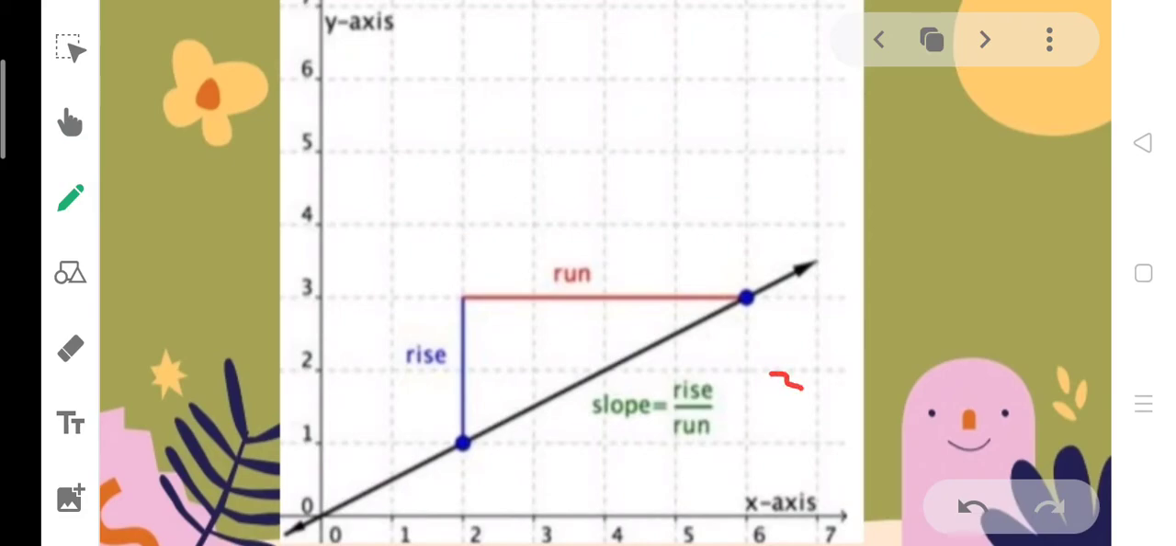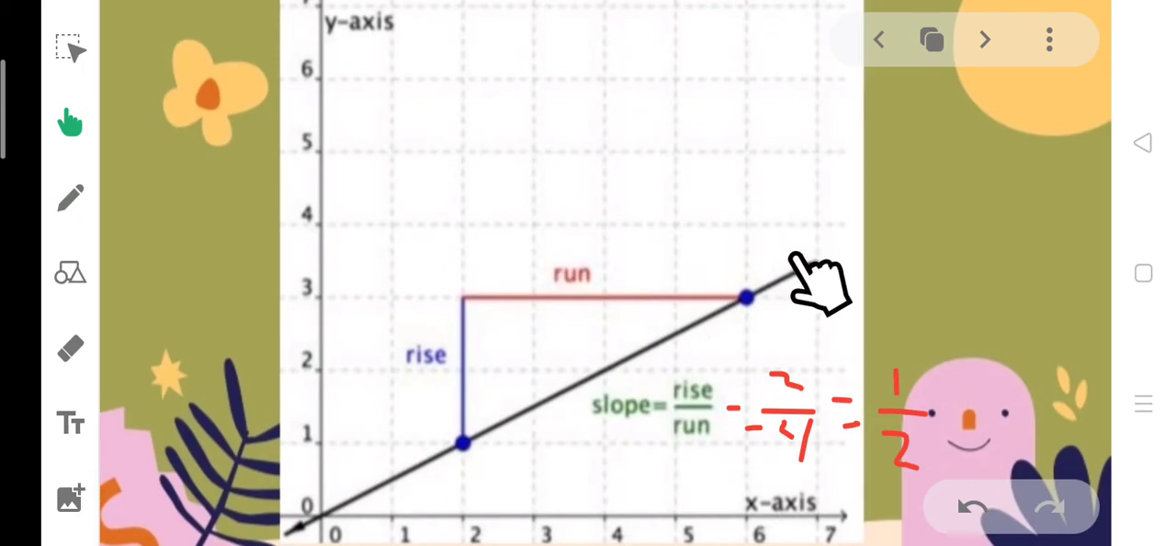So, 2 over the run. The run is either going to the left or going to the right. Now, from this point up to this point, the run is, let us count, 1, 2, 3, 4. So, the run of the line is 4 units. So, we have the slope of 2 over 4, or in simplified form, that is equal to 1/2. So, this is the slope of this line here.